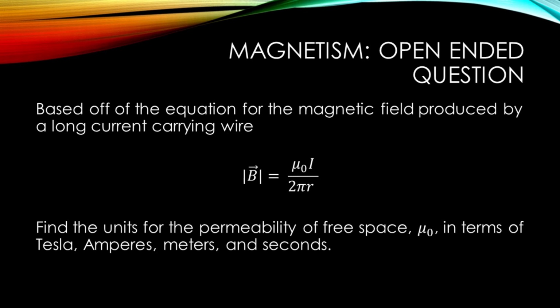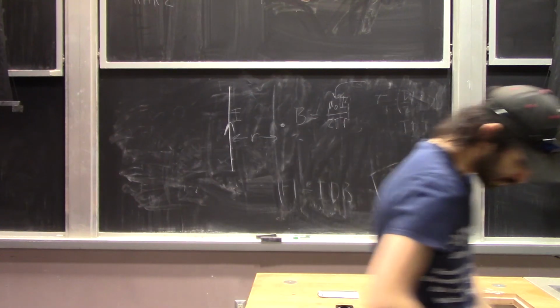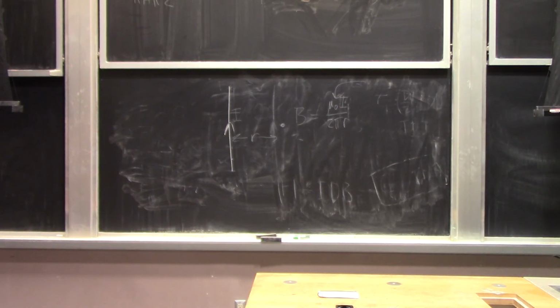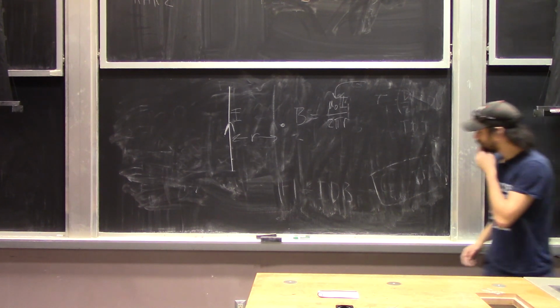Now, this question asks us to find what the units are for the permeability of free space, which is this mu naught term. So we want to find what the units of mu naught are in terms of Tesla, amperes, seconds, and meters, if necessary. So do a little bit of dimensional analysis here to find what the units of mu naught are. Okay, so let's go ahead and talk about this one.